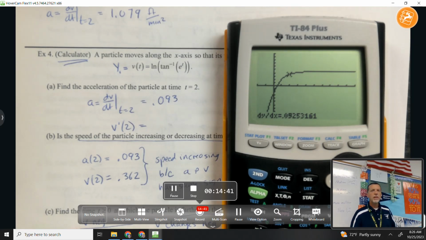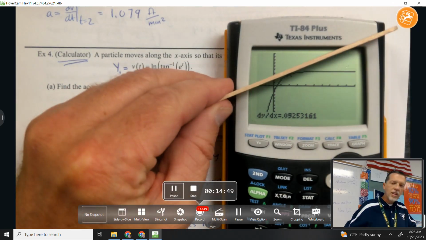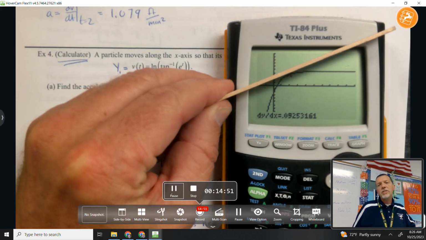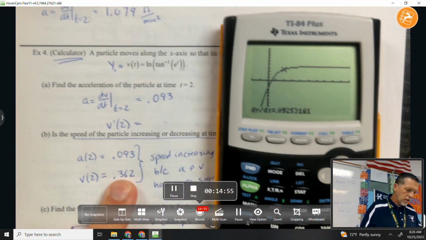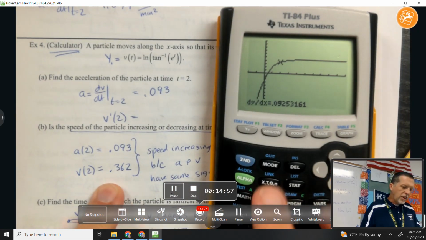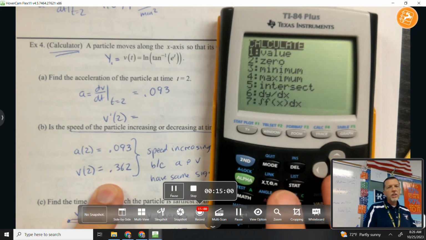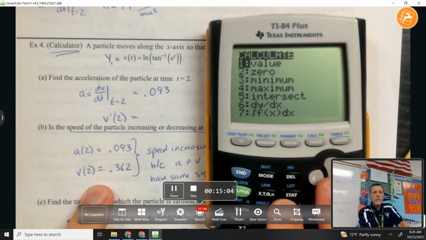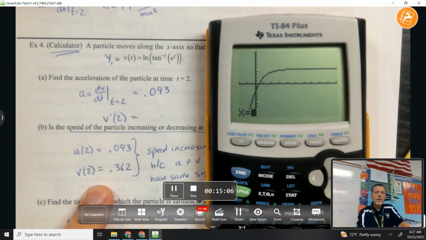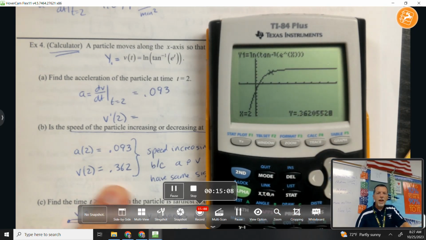So if it helps to visually see what's going on, maybe you'd rather do it on the graph. You can definitely tell that the slope is positive just by looking at it. What else did we want? V of 2. So second calc, gentlemen, please. If you want the value of v at 2, you can do value and type in 2. And the y value there is 0.362.